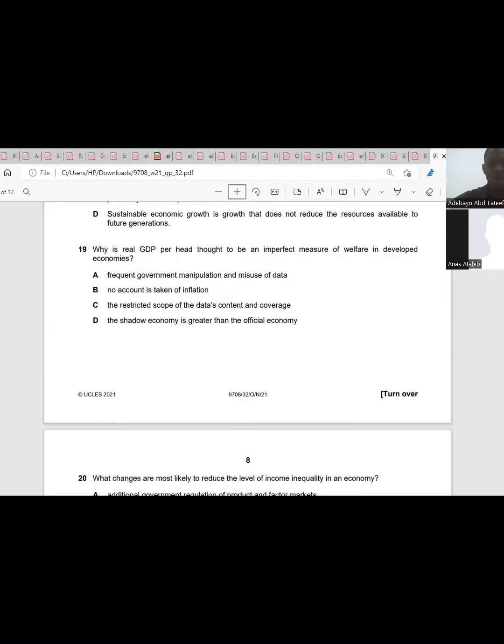So, how do you get your population? You get to know the population through the census. So maybe in the course of you counting people, for example, in this country, when they do census, they might not be able to reach some places. And that could restrict the scope of data content and the coverage. So the answer is C, 19. Whenever you calculate your GDP per capita or GDP per head, it has to be GDP divided by population. But when you don't have the figures of the population, then it becomes an imperfect measure of welfare.